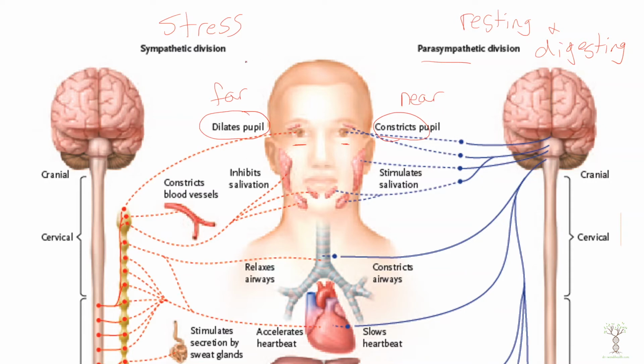The salivary glands. We use saliva for digesting food. So when we have a stress response, we're going to inhibit that because we are not digesting food. The sympathetic system will inhibit. So you can sometimes think about if you've had a stress response and your mouth gets really dry. Whereas when you're having a parasympathetic response, you're going to stimulate salivation.